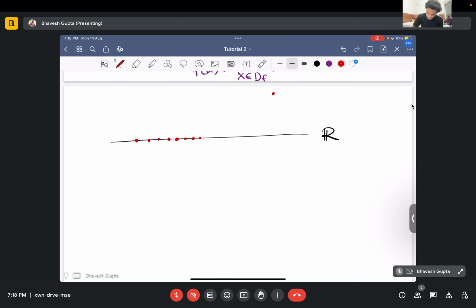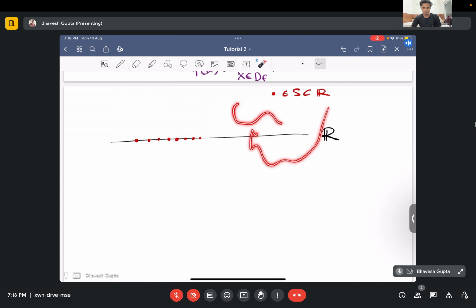So these real numbers belong to the set S, which is a subset of real numbers. I hope everything is visible. Screen is visible, right, to you? So all the red colors markings are visible, right? Just want to make sure.